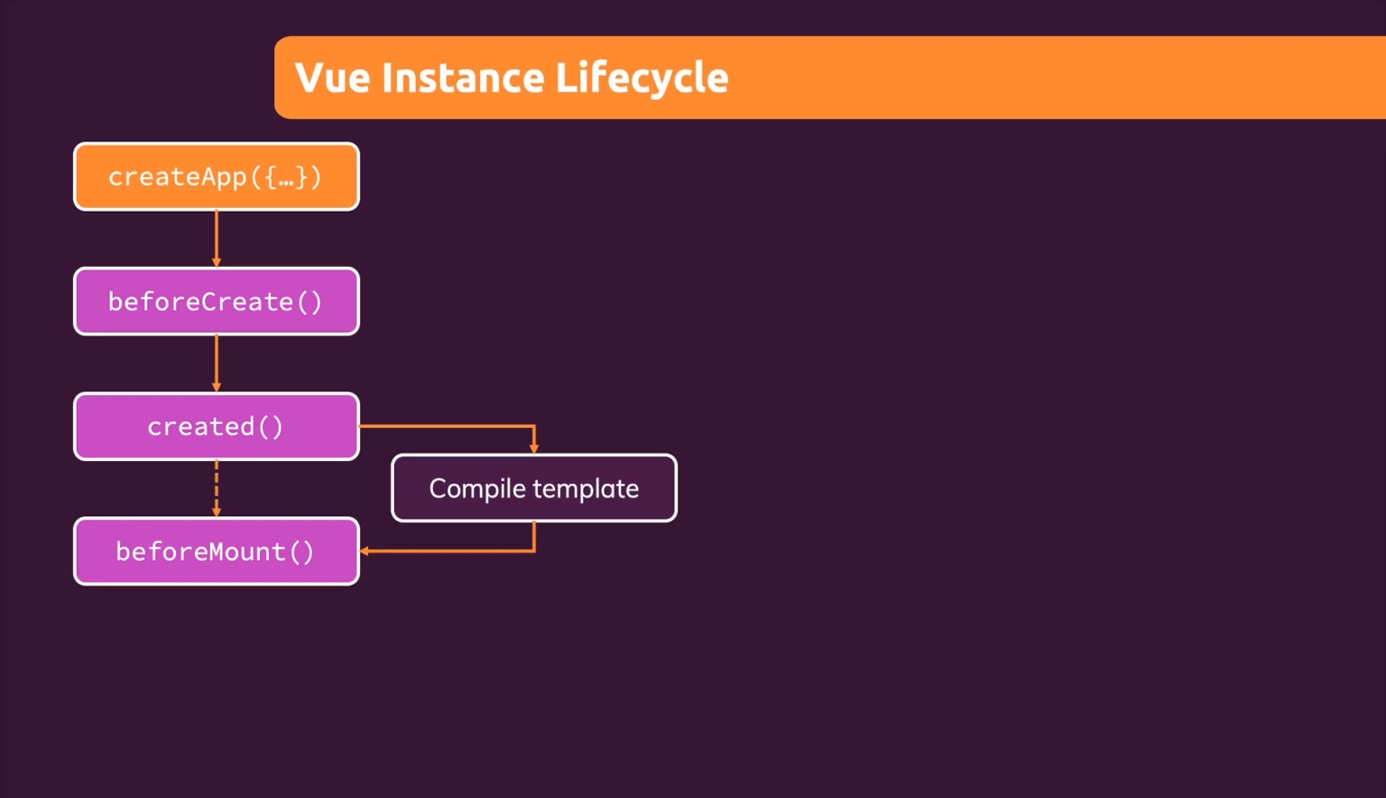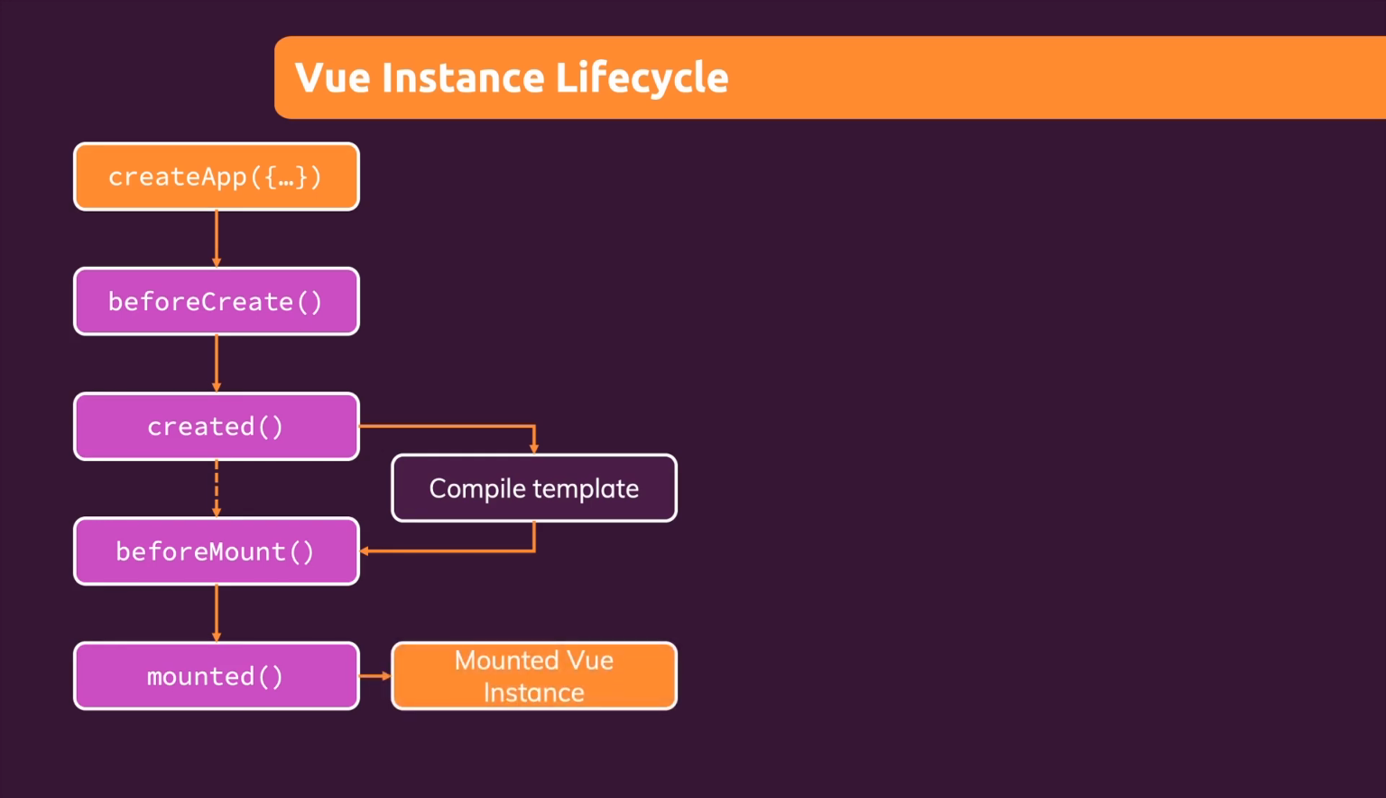So now after created and before mount, we reach mounted. That in the end just means that now we see something on the screen. Now the Vue app was initialized, the template was compiled, Vue knows what to show on the screen, and it handed those instructions off to the browser so that the browser really adds all the HTML elements with all the content we need as defined by our Vue app. So now we have our mounted Vue app, our mounted Vue instance.